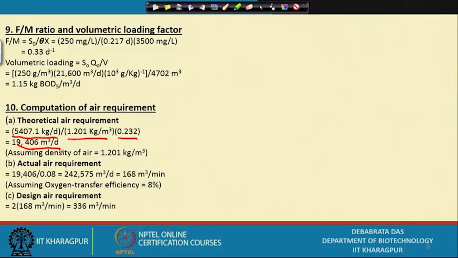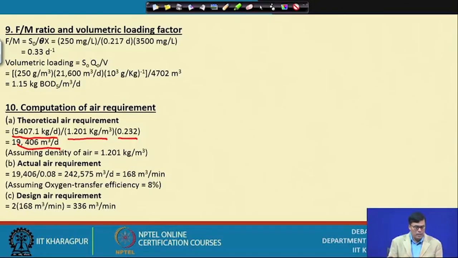Now, all the oxygen present in the air cannot be transferred into the liquid. So there is some oxygen transfer efficiency that we consider to be about 8%. If you divide by 0.08, we will get the exact amount of air required for this particular process. And for design purposes, we always consider a factor of safety. Here we can consider 2 as the factor of safety.